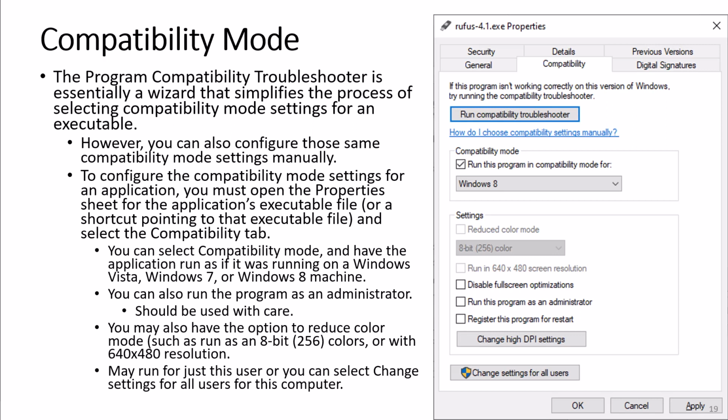You can select compatibility mode and have the application run as if it's running on a Windows Vista, Windows 7, or Windows 8 machine. You can also run the program as an administrator, which should be used with care. You may also have the option to reduce color mode, such as run as an 8-bit 256 colors or with a 640 by 480 resolution. These settings may run for just the user, or you can select change settings for all users for this computer.